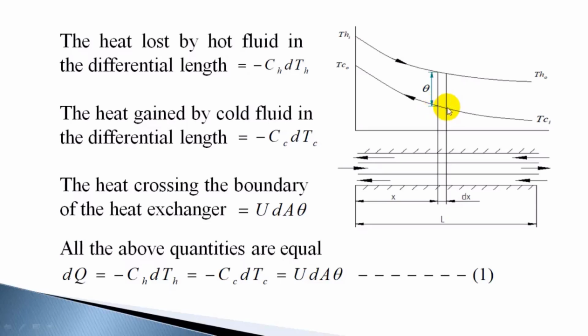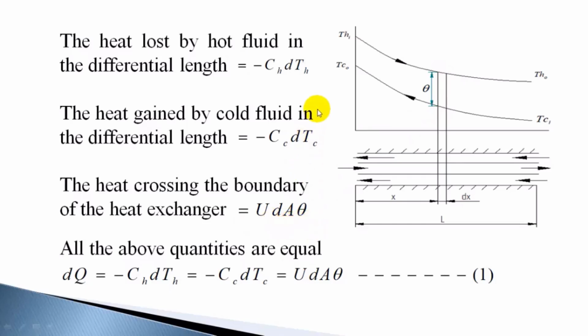So at the end of the element, the temperature is less compared to the starting point of the element, and the temperature difference dTc is negative. You can find the heat gained by cold fluid as minus Cc dTc. The minus sign is once again introduced to make the whole term positive. Now this is also equal to the heat crossing the wall of the tube. So heat transfer through the wall is U into the differential area of that element into the temperature difference at that point. Here theta is varying. Since it is an incremental length, that variation in theta is neglected, and we have taken theta as a constant, and heat transfer is found by using the formula U dA theta.